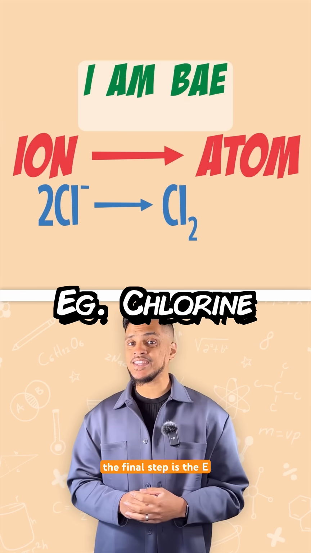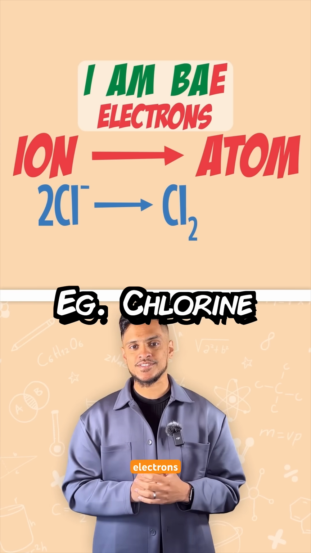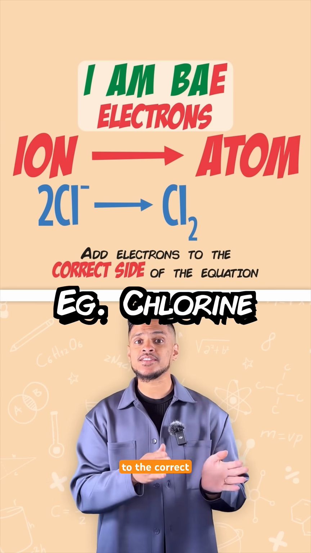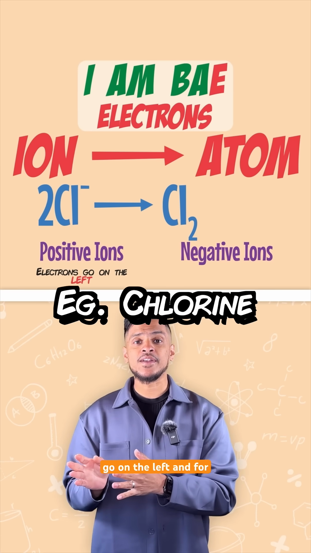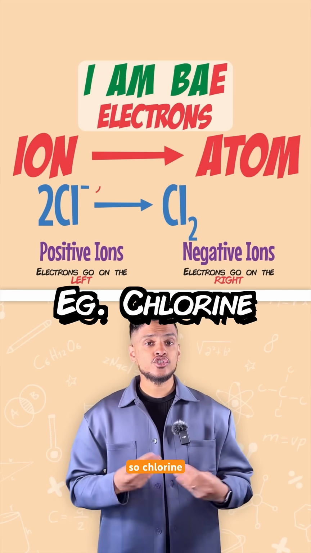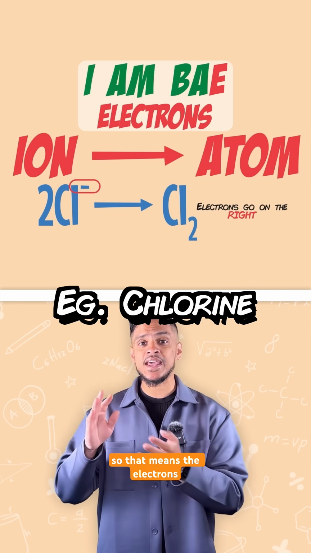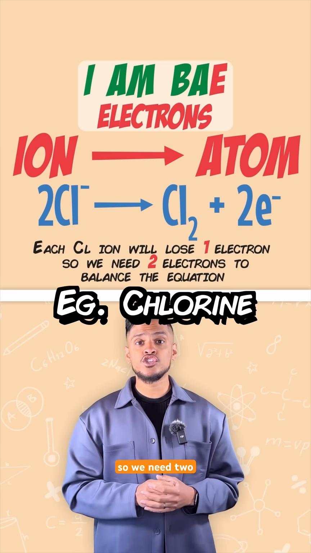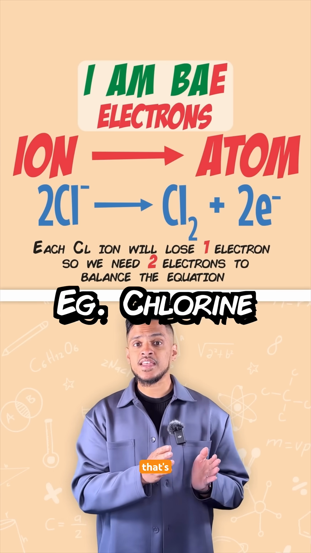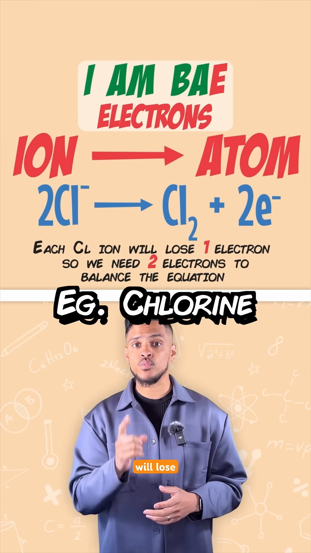The final step is the E, which stands for electrons. Here you have to add electrons to the correct side of the equation. So for positive ions, electrons go on the left, and for negative ions, electrons go on the right. So chlorine is a negative ion, so that means the electrons go on the right, and we write this as e- in an equation. So we need 2 electrons here to balance the equation. That's because each chlorine ion will lose 1 electron.